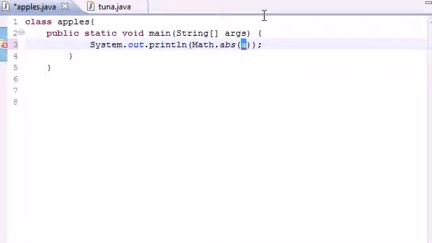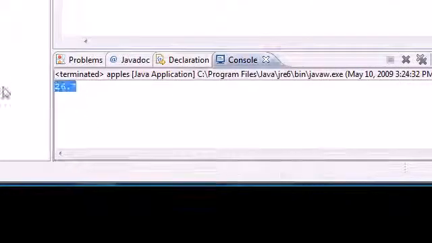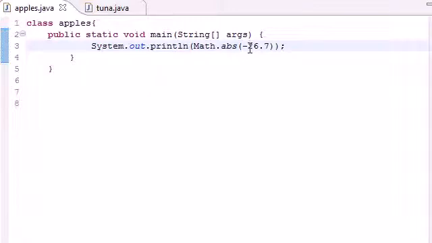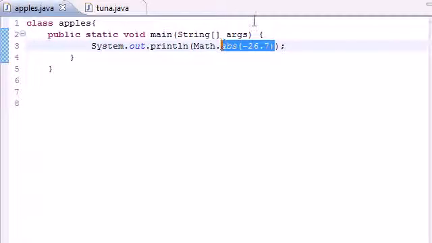Now what the absolute value does is take any number, negative or not, and give you the absolute value of it. So if you have 26.7 and you go ahead and run this, it would output 26.7. If you have a positive 26 it would give you 26, if you have negative 26 it would give you 26, how much away from 0 that this is. So that's what ABS does, absolute value.